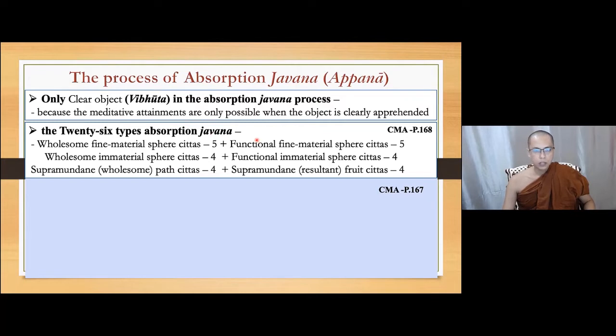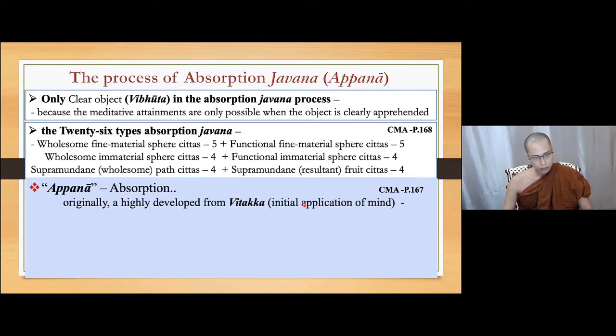And sense-sphere jhana are 29. So the 29 sense-sphere jhana and 26 types of absorption jhana become the 55 jhana altogether. So you can see page 168 of the Comprehensive Manual of Abhidhamma. Then, let's talk about the name of appana. So appana, which is translated as absorption, but it covers the supramundane also.